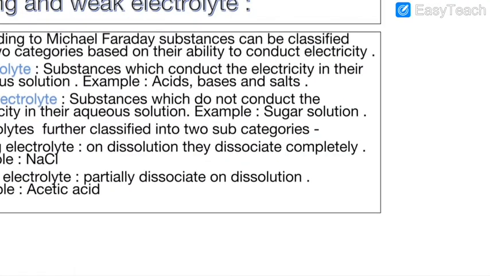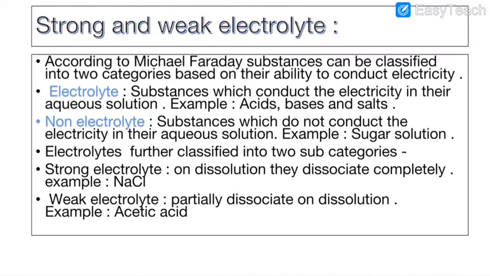Before we start this topic, we have to know about strong and weak electrolytes. According to Michael Faraday, substances can be classified into two categories based on their ability to conduct electricity: number one, electrolyte, and number two, non-electrolyte. Electrolytes are the substances which conduct electricity in their aqueous solution. For example, all the acids, bases and salts conduct electricity in their aqueous solution. Non-electrolytes are the substances which do not conduct electricity in their aqueous solution, like sugar solution.